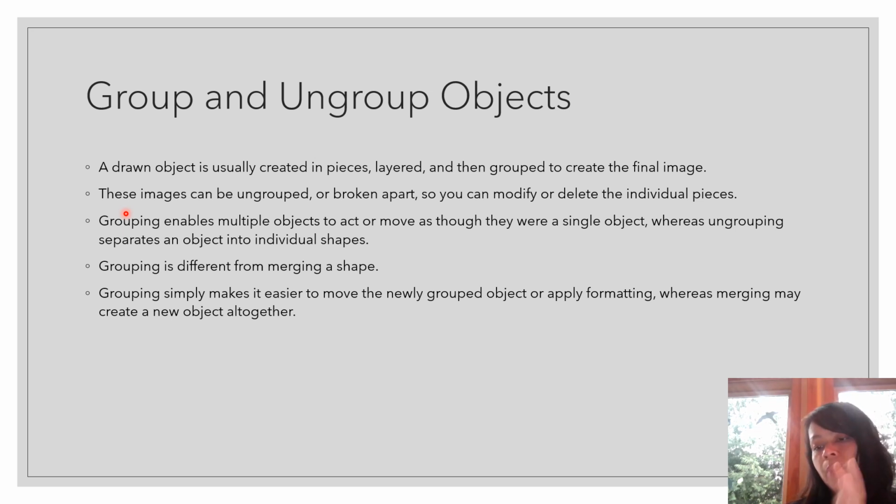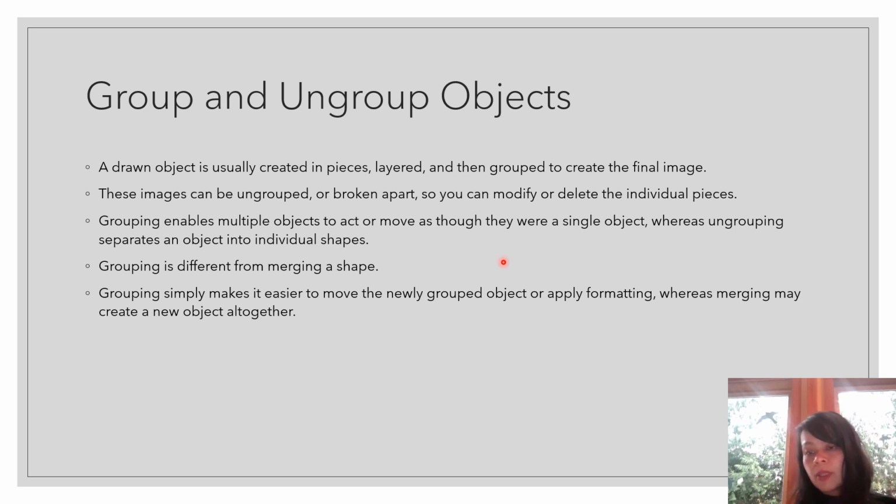Okay, so there are many different objects all grouped together to create one final image. These images can be ungrouped or broken apart, so you can modify and delete the individual pieces. Maybe you want to make the wheels bigger, so you can ungroup it, click on the wheel, make it bigger. Okay, so grouping enables multiple objects to move as though they're a single object.